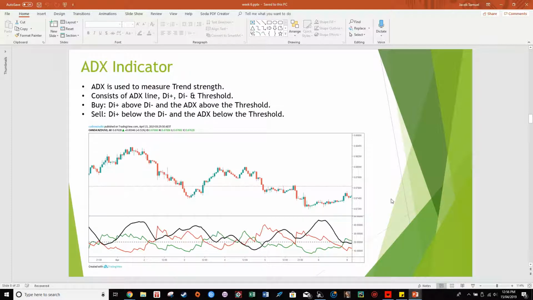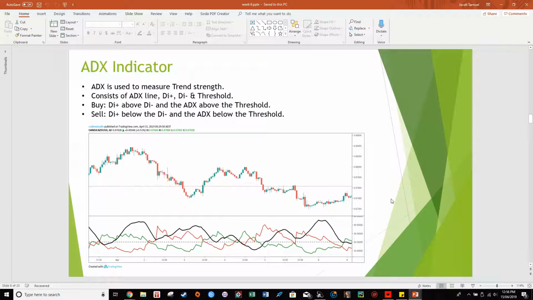So going on, it consists of the ADX line, the black line is the ADX. I'll explain what that is. By the way, what's this measuring? Good. Strength of what? Of a trend. All right, good.